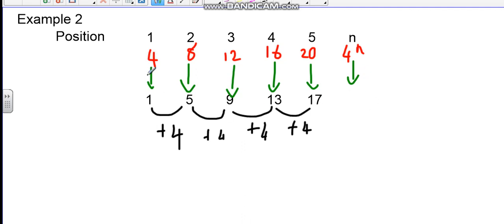So 4 to 1, you would have to subtract 3. 8 to 5, you would have to subtract 3, and so on. So they're all going to be 16 to 13, subtract 3, 20 to 17, subtract 3. So therefore, I'm going to need to subtract 3 from 4n. So the nth term is exactly what we've got written here. It's 4n subtract 3.